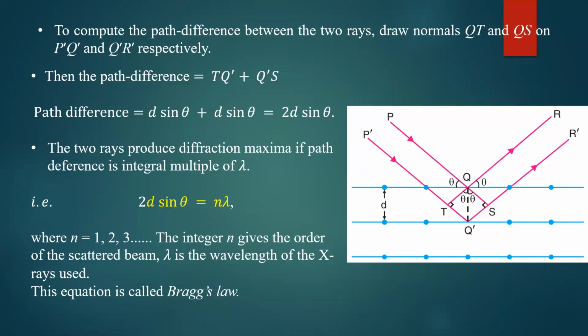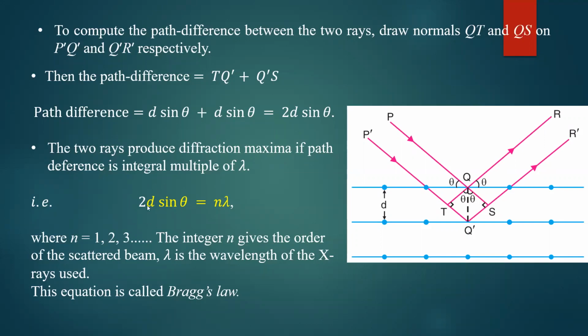So this is the path difference. The total path difference between these two rays is equal to 2D sin theta. And according to the concept of diffraction maxima, the two rays produce diffraction maxima if the path difference is an integral multiple of lambda.